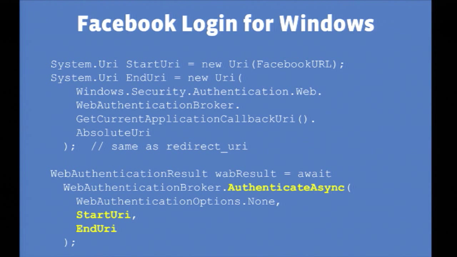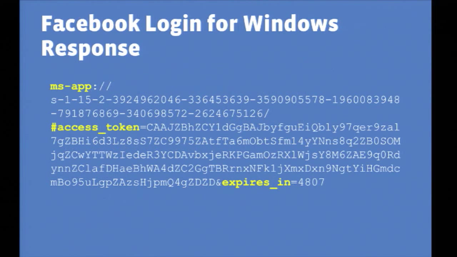So this is it. You call authenticate async, and you get a response back. The response looks something like this. The first part is the URL that brings you back to your app, and then the access token, which you guys may be familiar with.